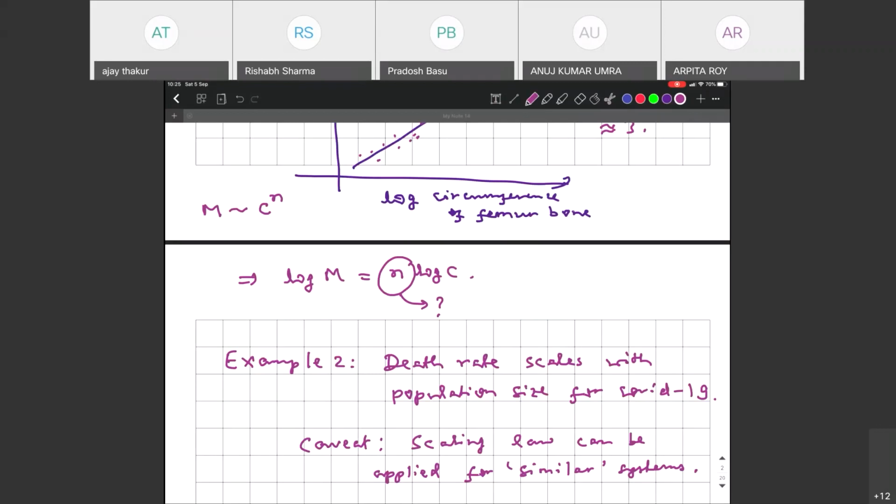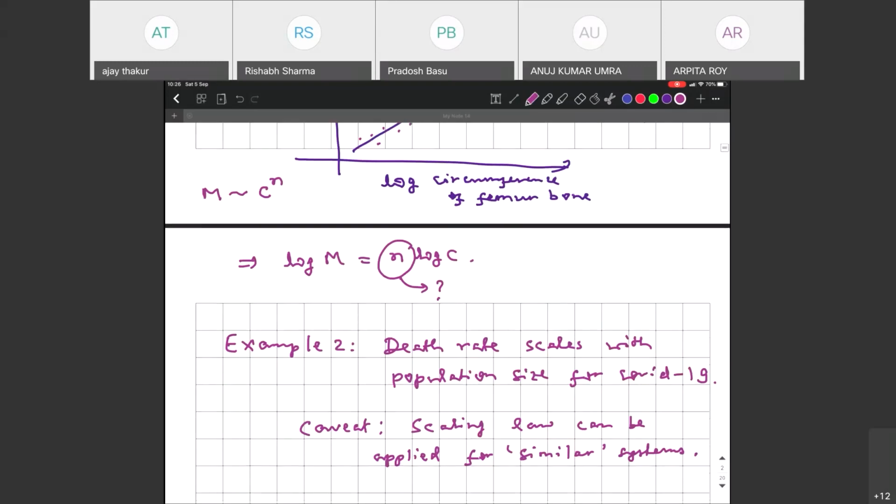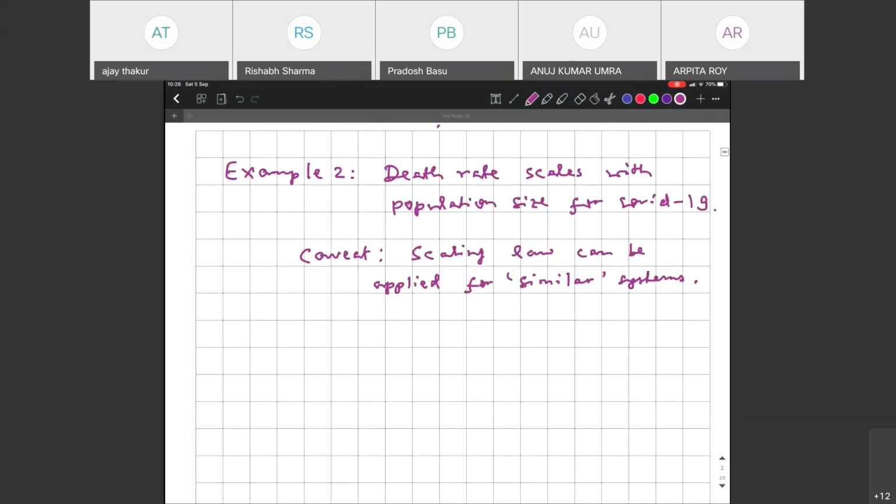When you put healthy individuals in general from the population, they will follow a different scaling law. So scaling law has its own limitation, and therefore it has to be taken with that kind of understanding. Able to make some of the points across.